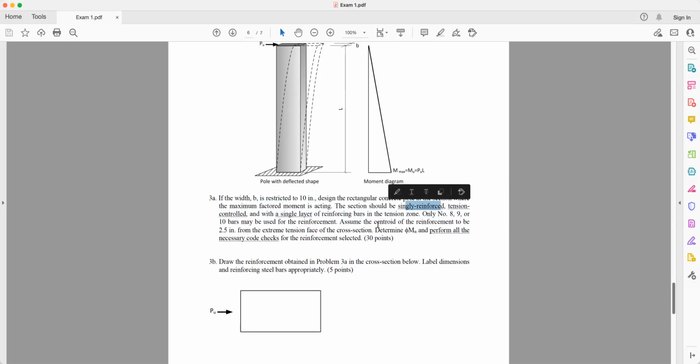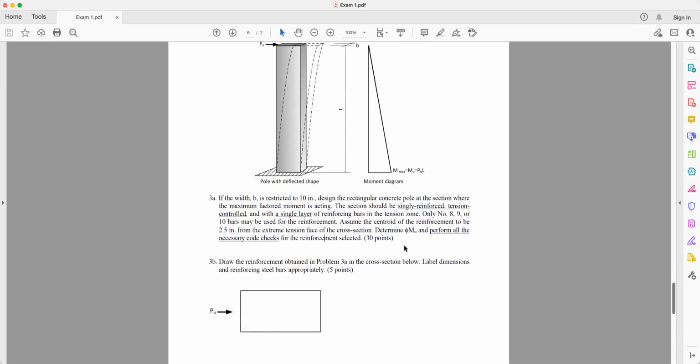What is singly reinforced? One, well, a few layers, but maybe fine. On one side only, the tensile reinforcement is provided. And tension controlled means the strain of the bar has to be bigger than 0.005 with a single layer, very specific, okay? Single layer. And only number 8, number 9, or number 10 bars are to be used. So pick one, okay? Assume the centroid of the reinforcement to be 2.5 inches from the extreme tension face of the cross section. That means the concrete cover on the tension side is 2.5 inches from the side to the centroid of the bars. I told you already.